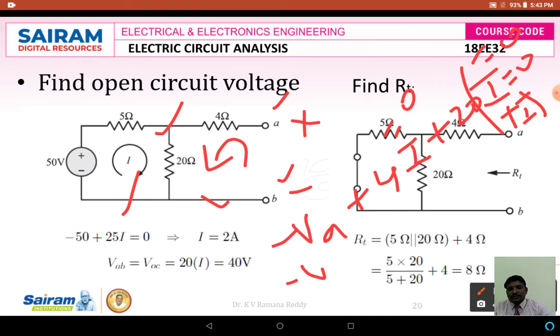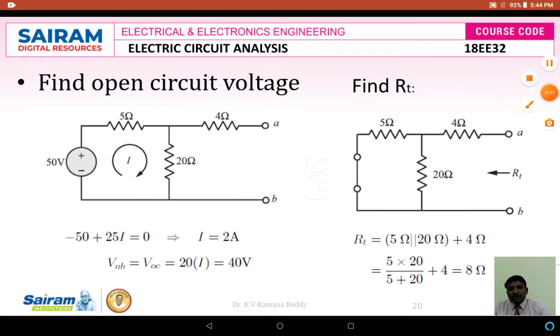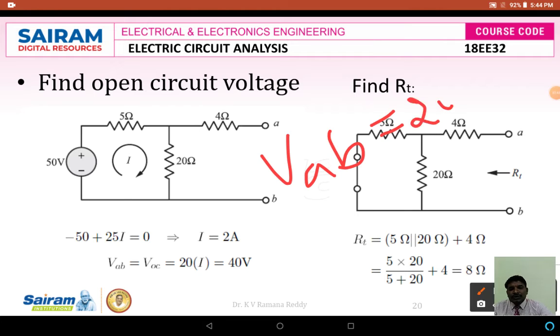So minus VA plus 20 I is equal to 0, so VA is equal to 20 I finally. So VAB, the open circuit voltage, is equal to 20 into I. But I want to find out the current I, and it is not possible to find the current I from the terminals of AB.